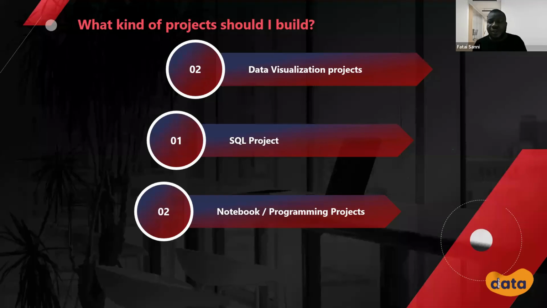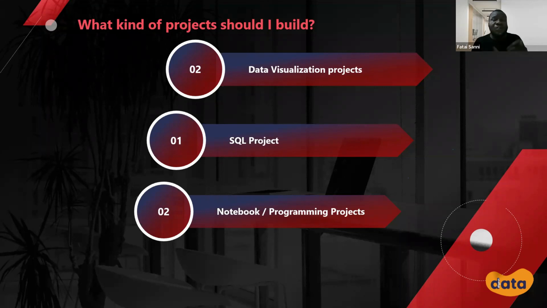What kind of projects should you include in your portfolio? There is no hard and fast rule here, but I always advise you should have at least 2 data visualization projects. For a data analyst, you should have at least 1 SQL project, and then maybe 1 notebook or programming project. So if you're very comfortable with Python or R, for instance, maybe you've done a customer segmentation analysis, or a churn prediction. These are things that you should put on your portfolio.